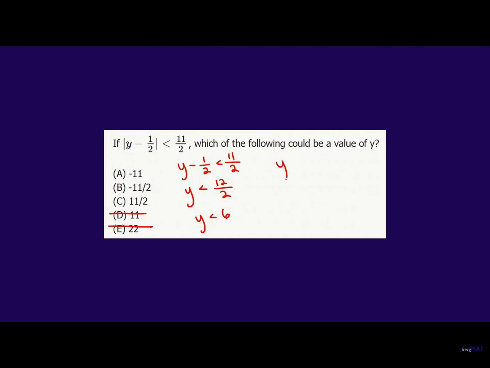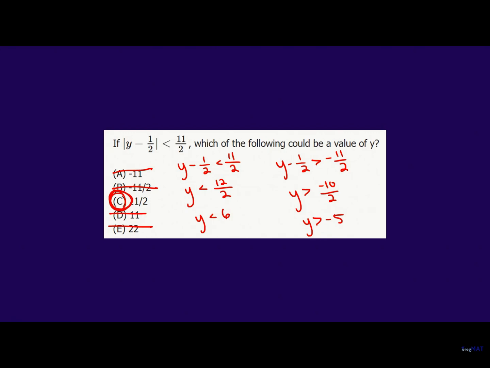Equation number 2, y minus 1 half. Don't forget to flip the inequality, negative 11 halves. Plus 1 half to both sides. y must be greater than negative 10 over 2. y must be greater than negative 5. So greater than negative 5 means that it must be lower than that, negative 4 and negative 3. So negative 11 doesn't work. This is negative 5.5. That doesn't work. The only thing that works is this bad boy right there.